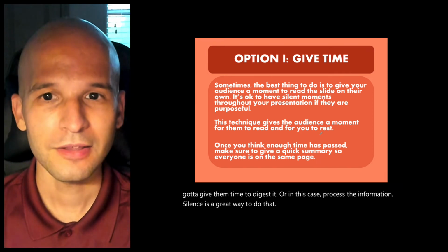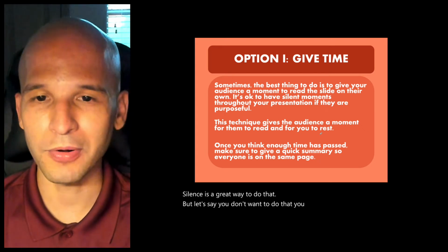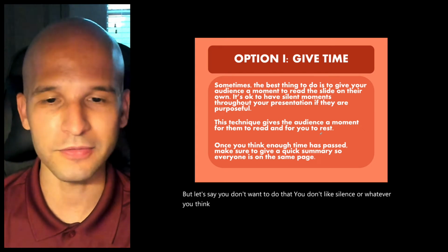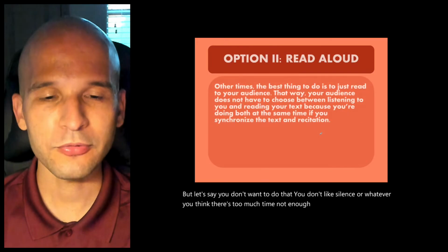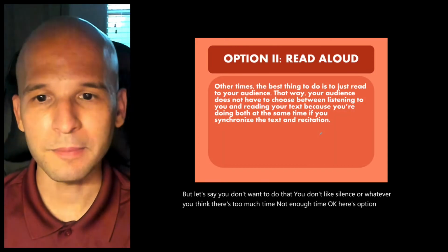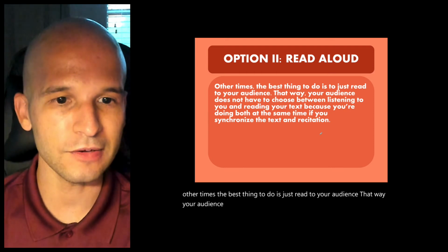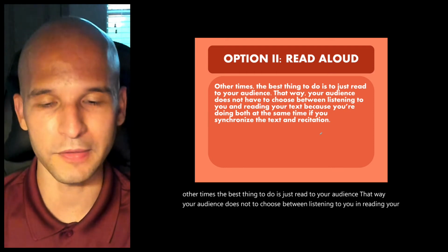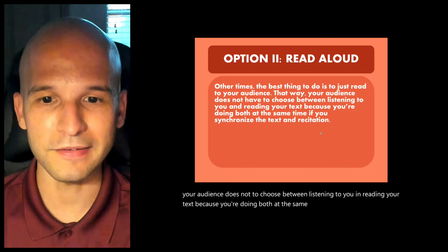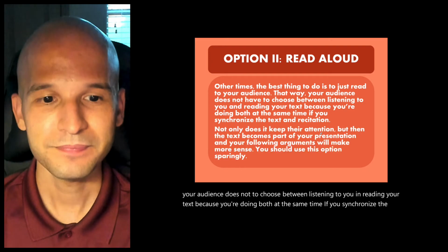But let's say you don't want to do that. You don't like silence or whatever. You think there's too much time, not enough time. Okay. Well, here's option 2. Other times, the best thing to do is just read to your audience. That way your audience does not have to choose between listening to you and reading your text, because you're doing both at the same time, if you synchronize the text and recitation.